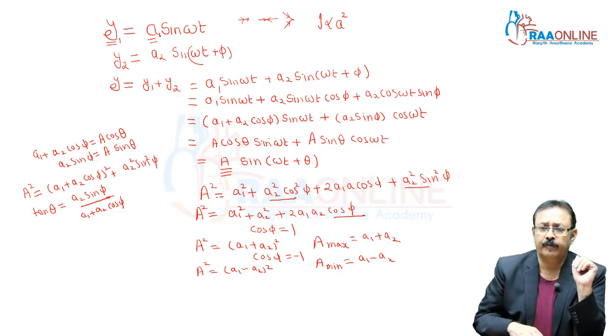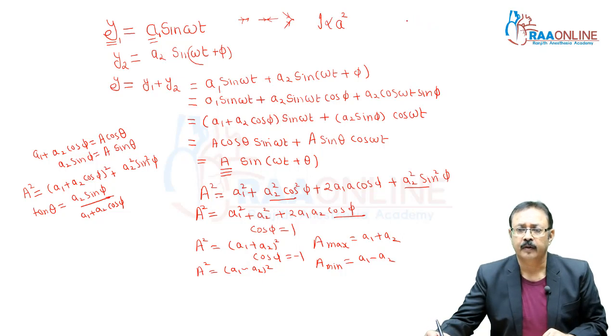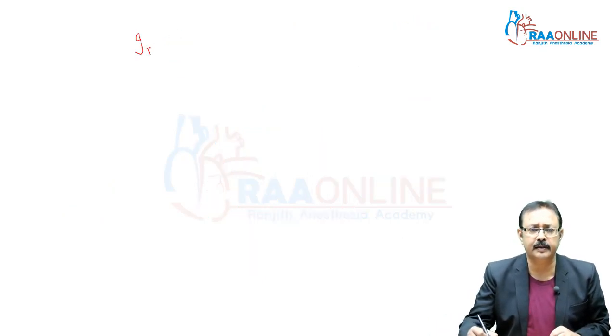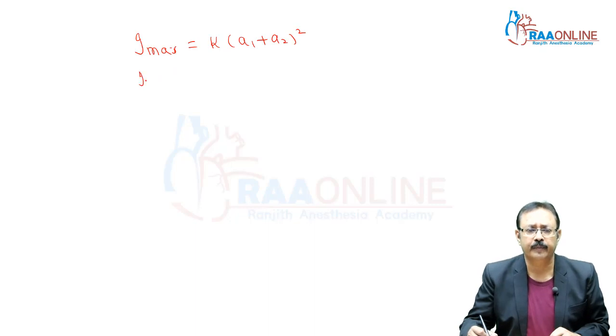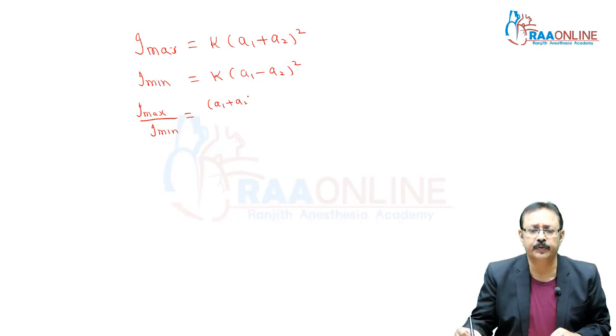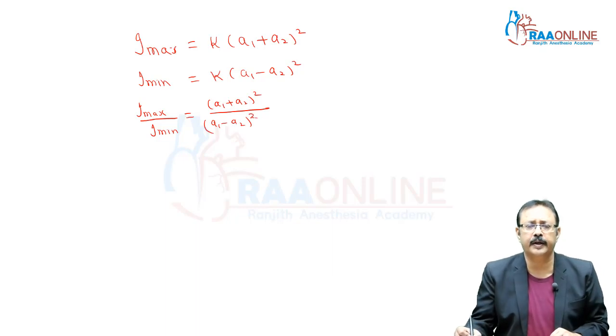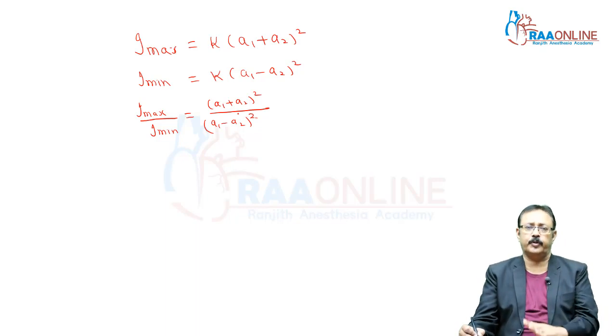So remember always, what is I maximum? Now we got one more formula. I maximum means, removing the sign of proportionality, K into (A1 plus A2) whole square. What is I minimum? I minimum is K into (A1 minus A2) whole square. It means I maximum by I minimum is (A1 plus A2) whole square by (A1 minus A2) whole square. With this, so many results you can get, and on any part they can ask one question from your side. So learn this very important formula.